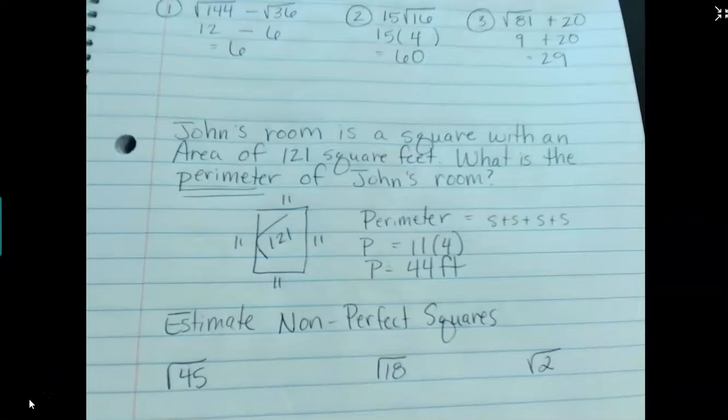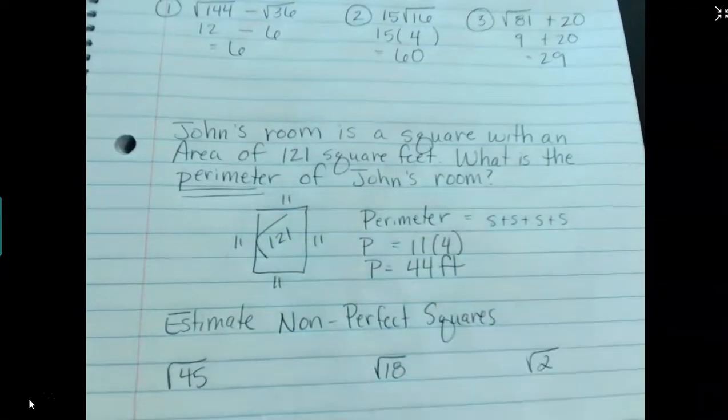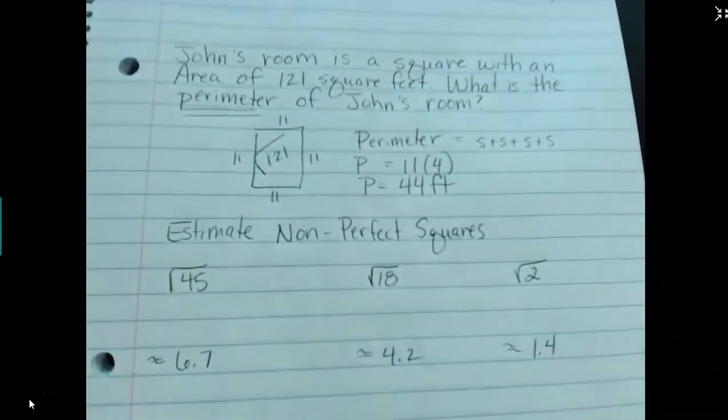Now I want you to find the estimate of the non-perfect squares of the square root of 18 and the square root of 2. The square root of 18 is approximately 4.2, rounding to the nearest tenth, and the square root of 2 is approximately 1.4. So how'd you do? It's always a fun game. The last thing I want to think about is non-perfect squares. Are those rational or irrational numbers? They are irrational numbers.